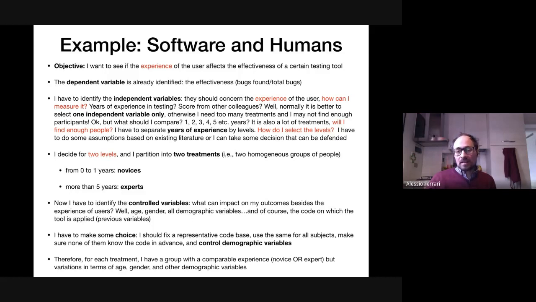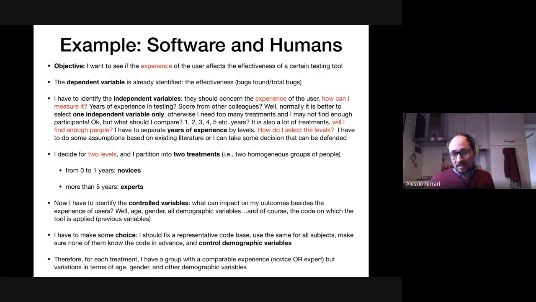If I find just people, for example, that are all coming from the same company, of course, the result of my experiment is limited to the characteristics of the specific company and may be extended to companies with similar characteristics and with similar training, for example. So at the end, this is my design: I have a group with comparable experience, novice or expert, but variations in terms of age, gender, and other demographic aspects. And I have a code base. So I have designed my experiment.